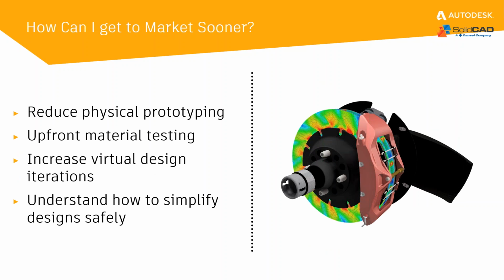How can we get to market sooner? By reducing the number of physical prototypes, upfront material testing, trying more options, more design variants, maybe for discovering unseen design opportunities to improve the model, the functioning of our parts and assemblies. Understand how to simplify designs safely.